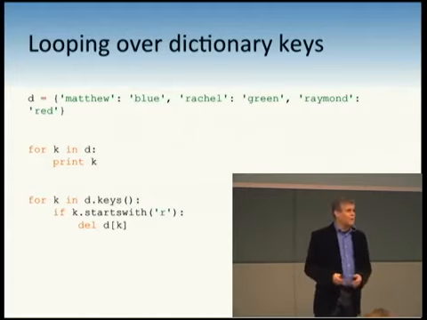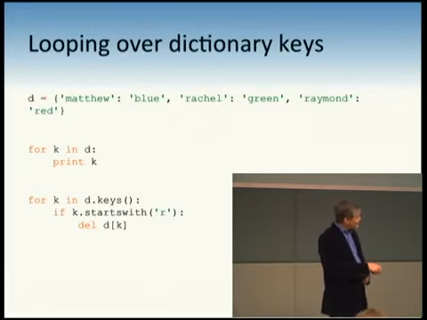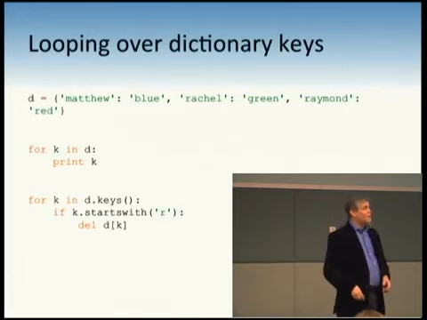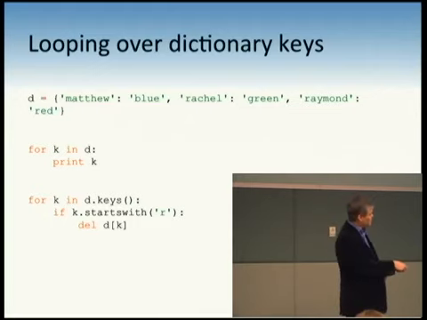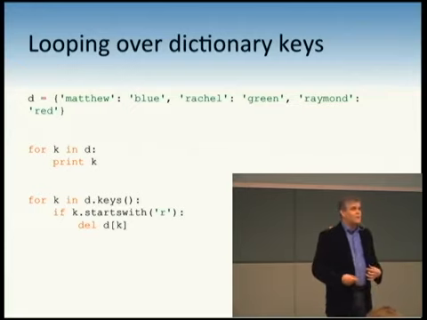In fact, in any programming language, for the most part, if you mutate something while you're iterating over it, you're living in a state of sin, and you deserve whatever happens to you. In this case, though, D.keys makes a copy of all the keys and stores them in a list, at which point you are free to go mutate the dictionary and delete all the keys that start with R, leaving just Matthew.